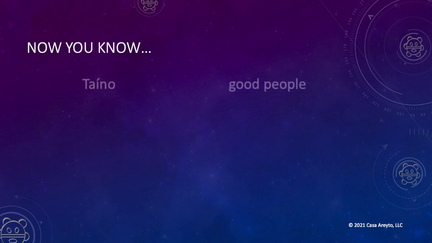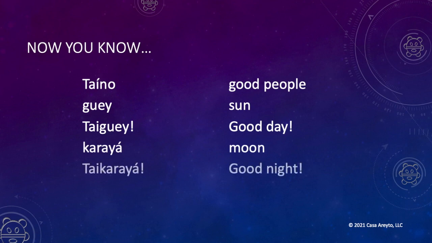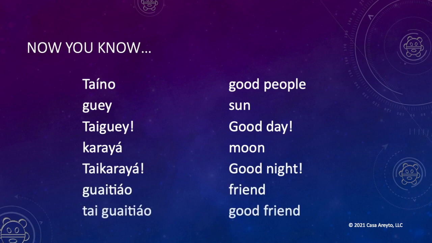You see how easy that was? So now that you learned the word part Tai, every time you see Tai in a word, you know it means good. So you're going to be able to identify the meaning of the word much faster. From that simple exercise, you now know Taíno, which means good people, Gui, sun, Tai Gui, good day, Karaya, moon, Tai Karaya, good night, Guai Tiao, friend, Tai Guai Tiao, good friend.